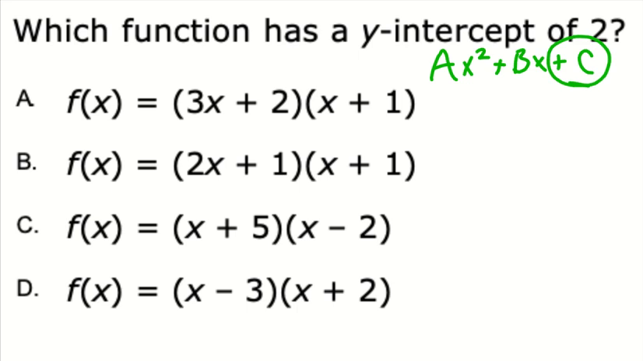Y'all, if we go back and think about the last one, when we FOIL, that's going to be the last terms, right? So all we have to look at are the last terms when we multiply them. 2 times 1 is 2. 1 times 1, 1. 5 times negative 2, that's negative 10. Negative 3 times 2, that's negative 6. A is the one that has a y-intercept of 2.